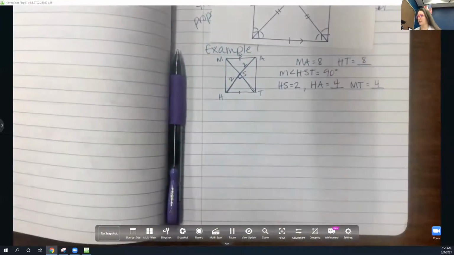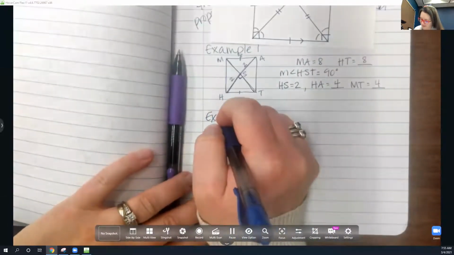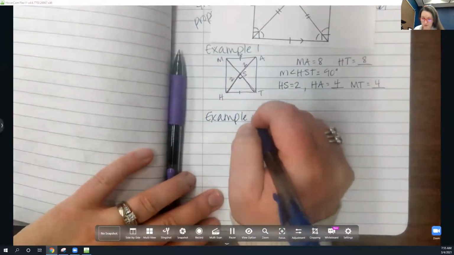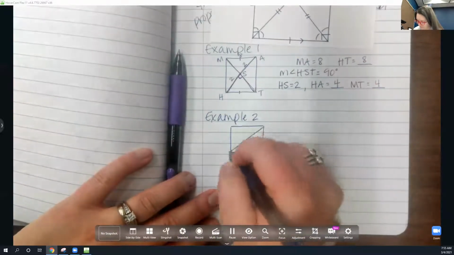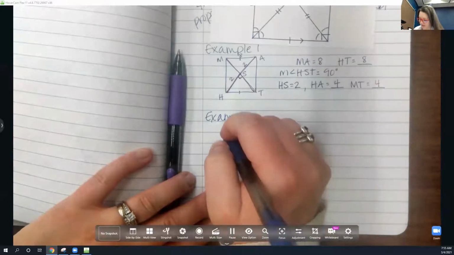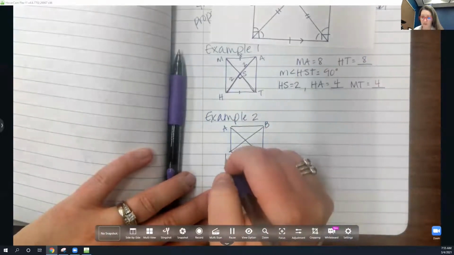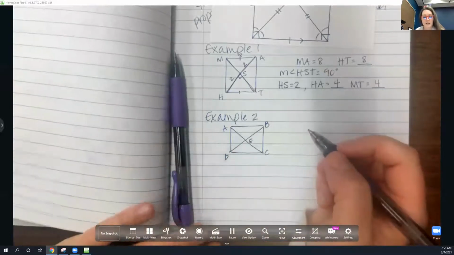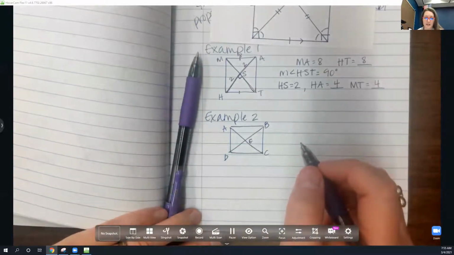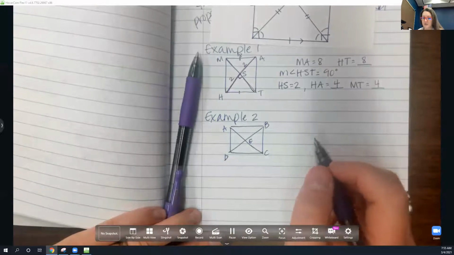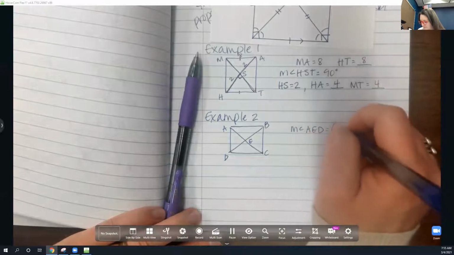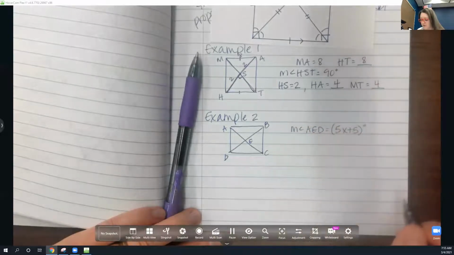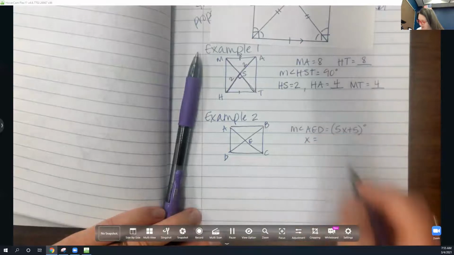Let's look at another example, one that has to do with angles. So this is our second example. This is our last example about squares. So here is our square. It is ABCD, and the intersection point for the diagonals is E. If AED is 5x plus 5, find x. I want to know what x equals.